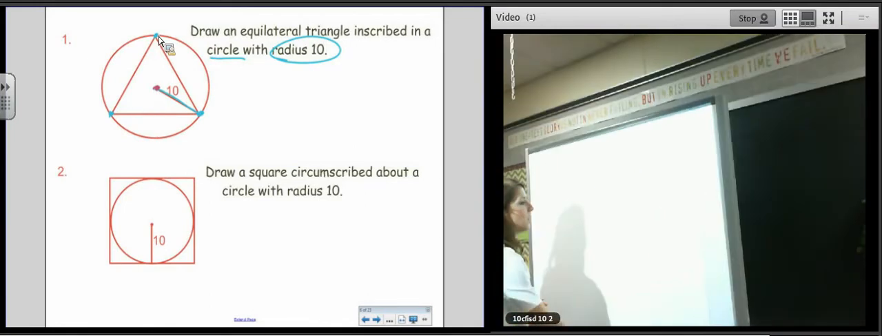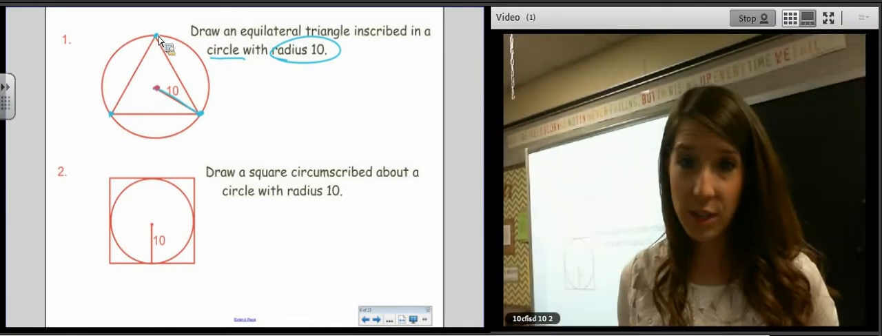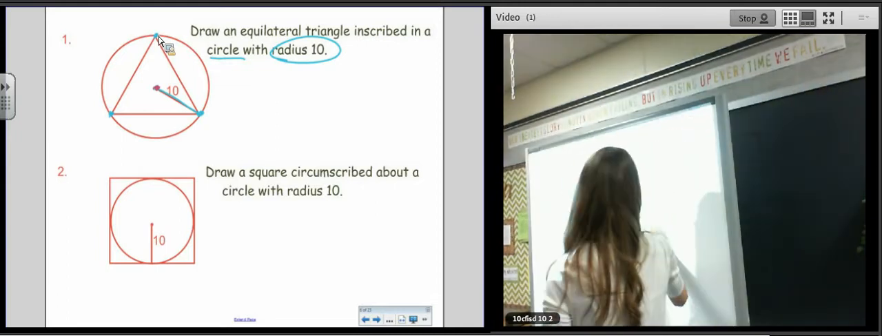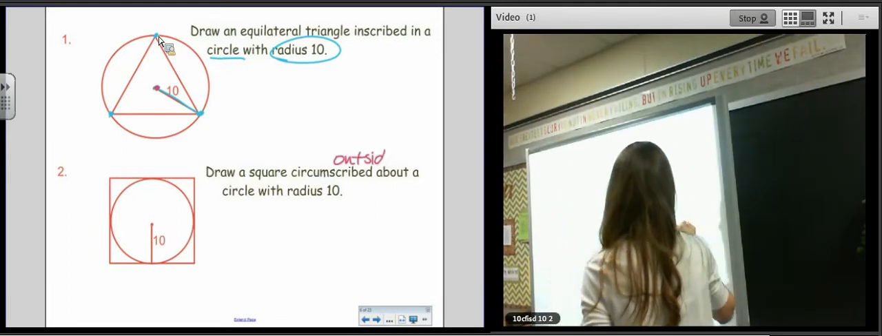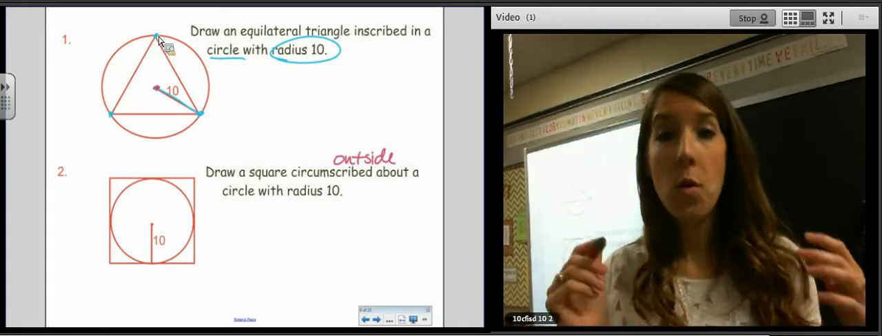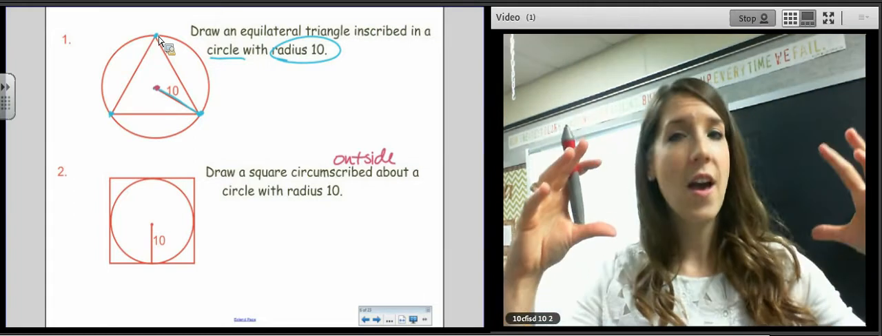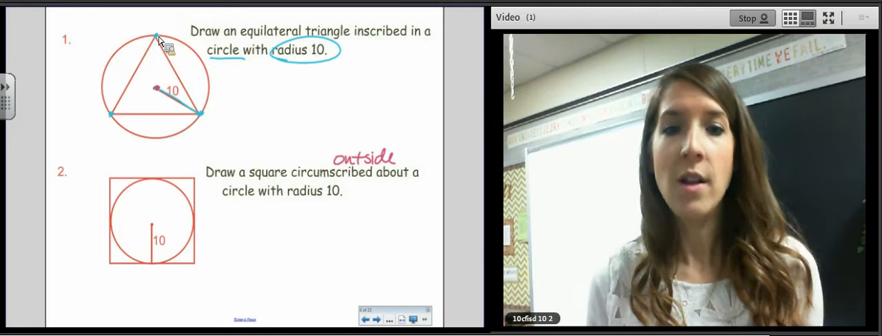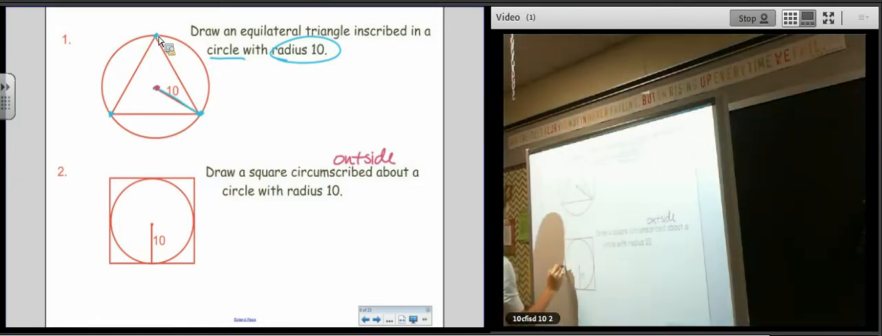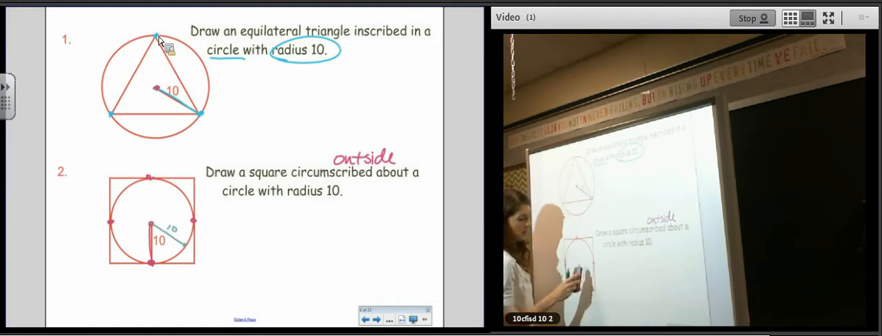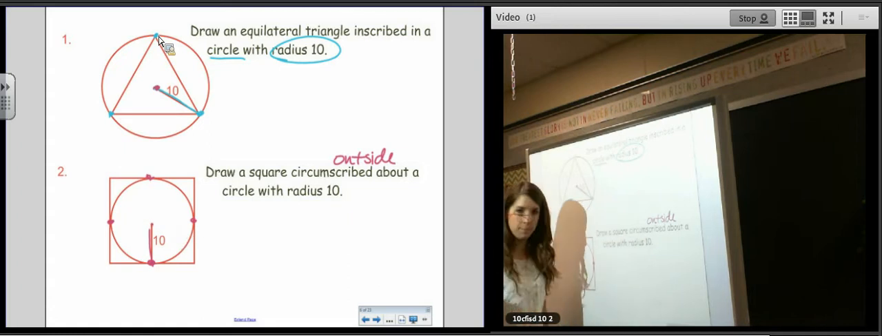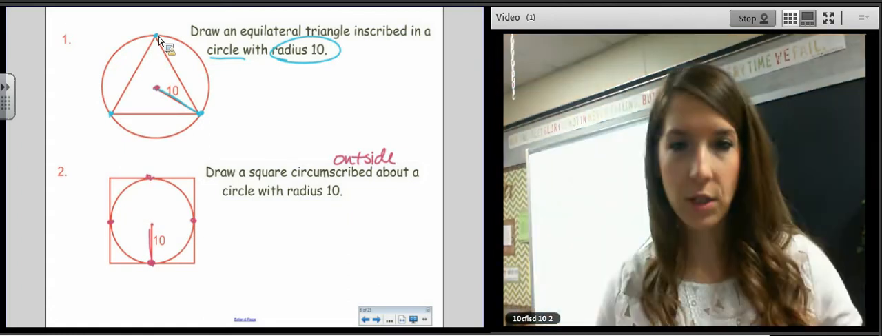The next situation said to draw a square circumscribed about a circle. So when you see circumscribed about, you think outside, the opposite of inside. You want that circle to be as big as it can possibly be inside that square without leaving the square. So the circle is going to touch the square 4 times. 1, 2, 3, 4. And that's where we drew the radius. The radius that we would not draw would be like that radius of 10. That one would not help us at all because it doesn't touch the edge of the square. Alright, so that's inscribed and circumscribed.